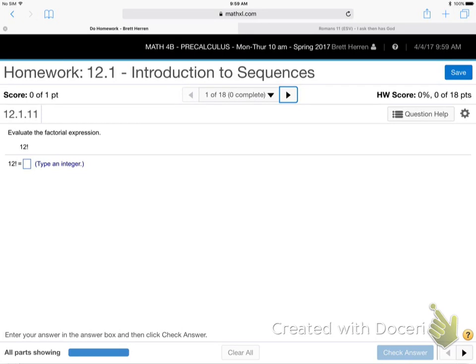We've got 12 with an exclamation point. You know what that means? That means 12, and you're really excited about it. What does it mean? All the way to 12, huh? Yeah, dot, dot, dot. It means multiply those together all the way down to 1.